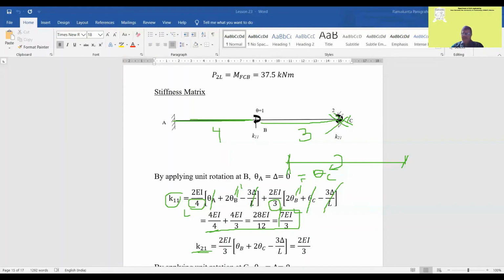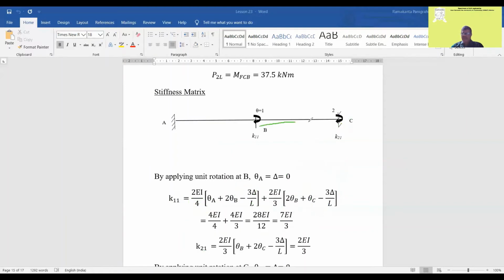K21 means it is only this span BC, right? Only the span BC will contribute. This is 2, this is 1. So this span will have no contribution to this 2 coordinate. Now what will be K21? So you develop the equation, that is MCB. MCB is basically the moment force developed, that is moment.